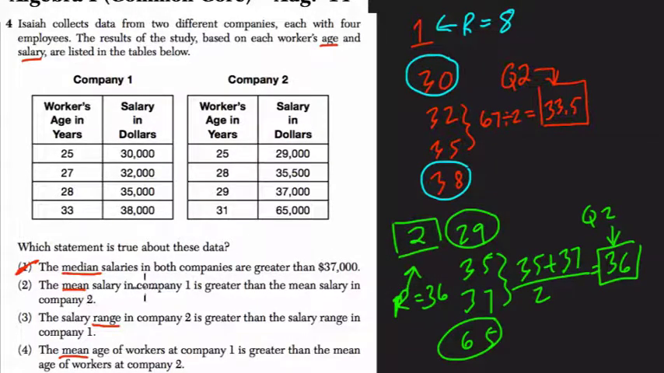So what do they say about the range? Let's see. The salary range in company 2 is greater than the salary range in company 1. Yes, that's true. That's the answer.